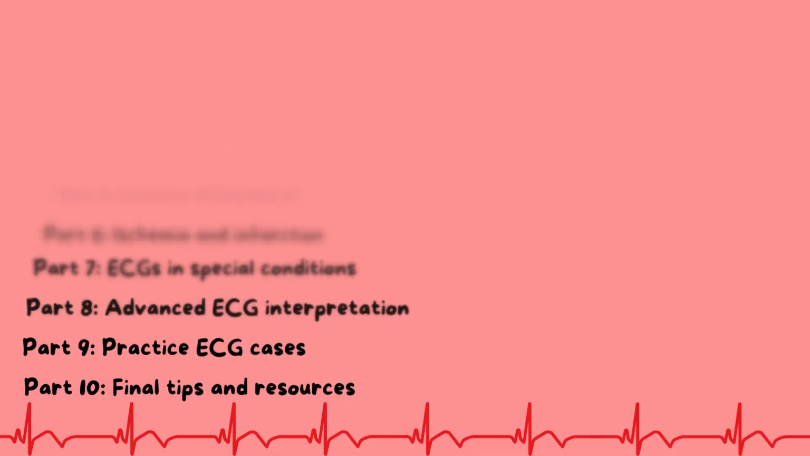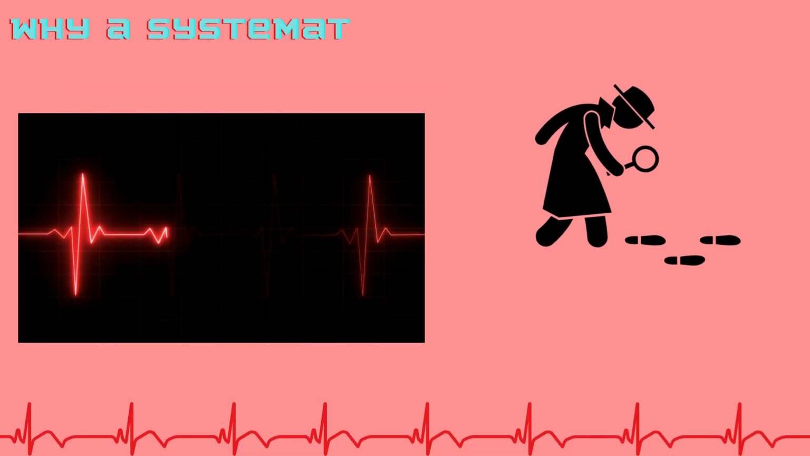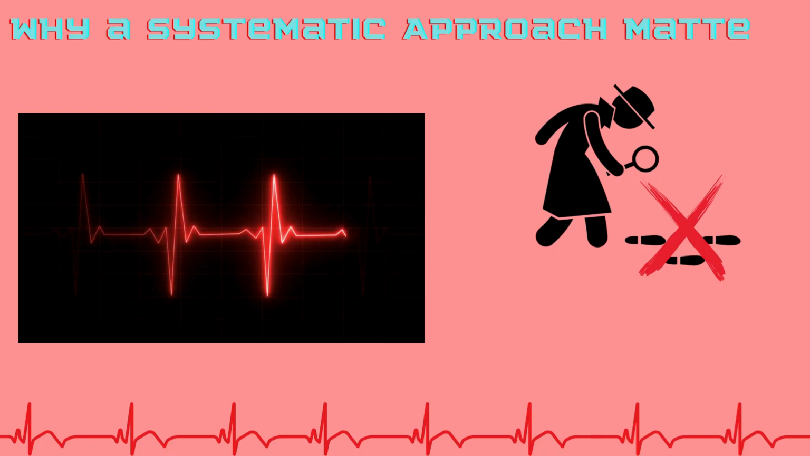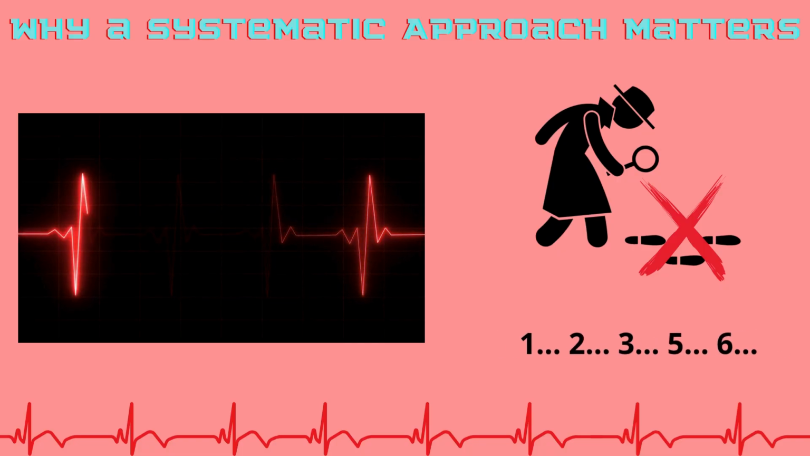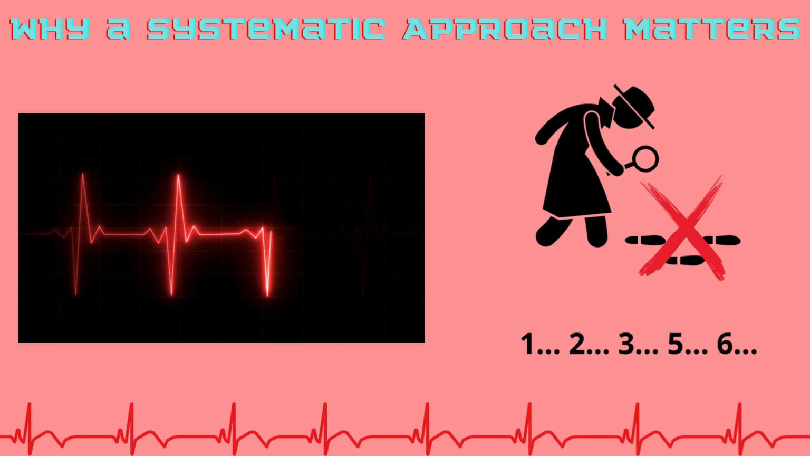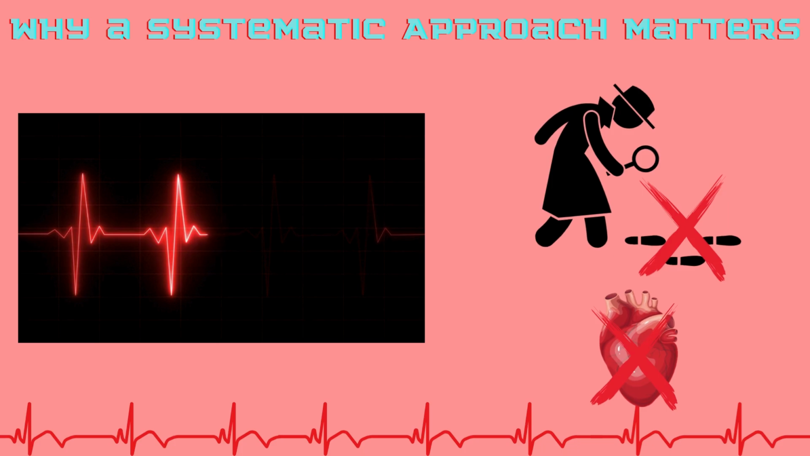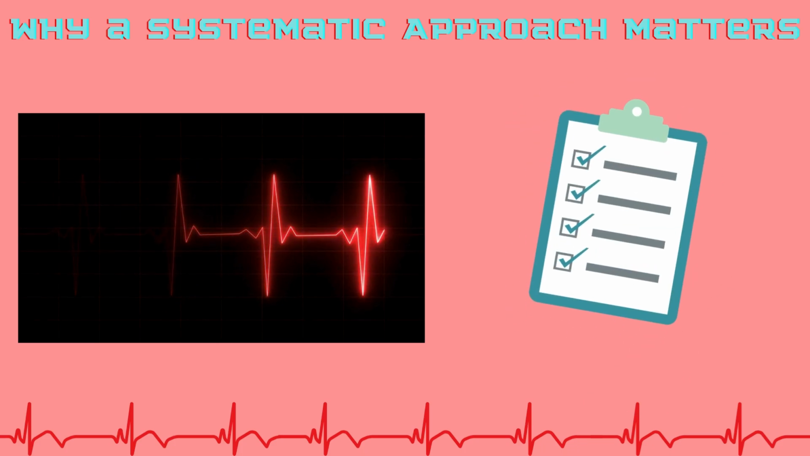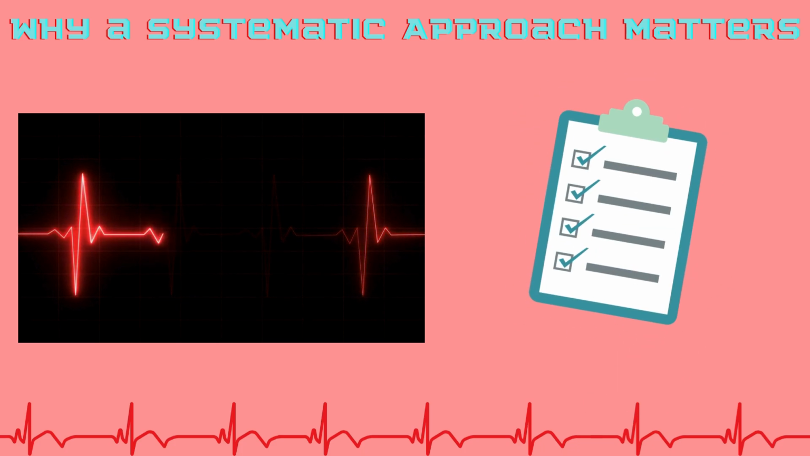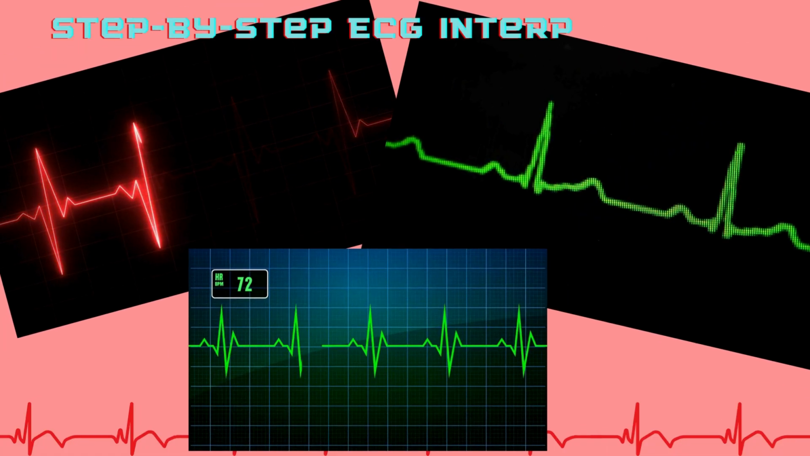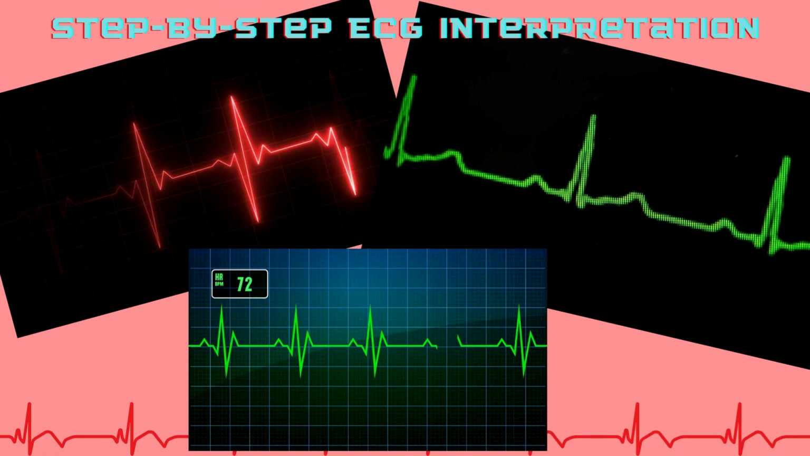This is part 4. Interpreting ECGs systematically helps avoid critical mistakes. Skipping steps, especially under pressure, can lead to misdiagnosis, like myocardial infarction or complete heart blocks. By using a structured checklist, you train your eye and brain to catch both the obvious and the subtle. Let's walk through a standard 11-step approach to ECG analysis.